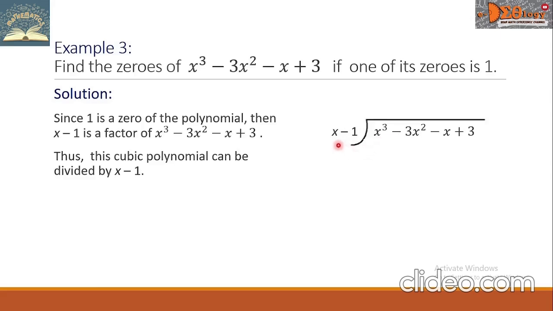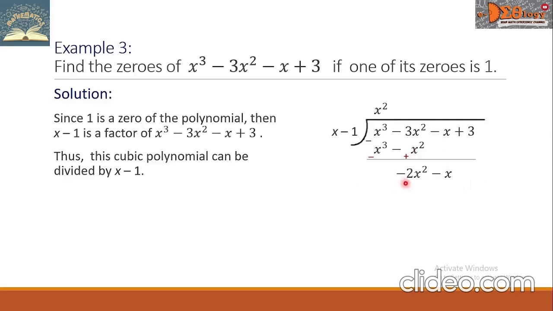X cubed divided by x. The answer is x squared. X squared times x, we have x cubed. X squared times negative 1, we have negative x squared. Then we subtract. We change the sign of the terms of the subtrahend. This x cubed becomes negative. This negative becomes positive. Then we add. X cubed plus negative x cubed cancel out. Negative 3x squared plus x squared, we have this negative 2x squared. Then we bring down this negative x. This is our new dividend.